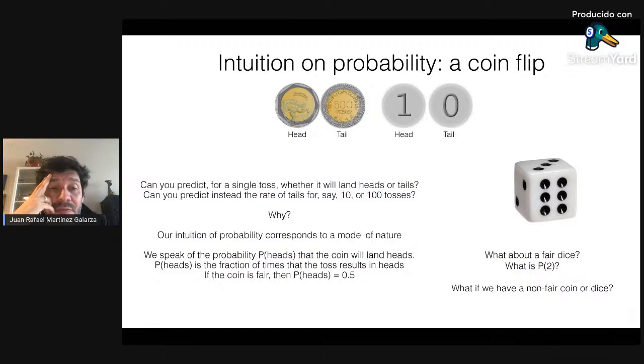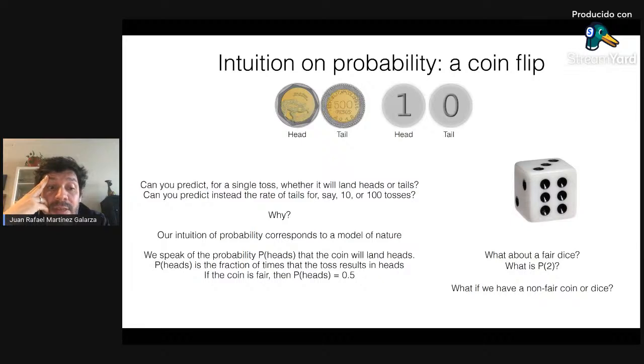a half, 0.5, 50%. And why is that? Why can you actually say that that's the case? That's probably because you've performed experiments many times in your life. You've thrown coins into the air many, many times, and you've realized that about half of the time the coin will land heads, and half of the time it will land tails. So basically, our intuition of probability corresponds to a model of nature that our brain has made. This is a very simple case, but really the most basic notion of probability is about experience of nature. We do experiments and we know what to expect based on those probabilities.